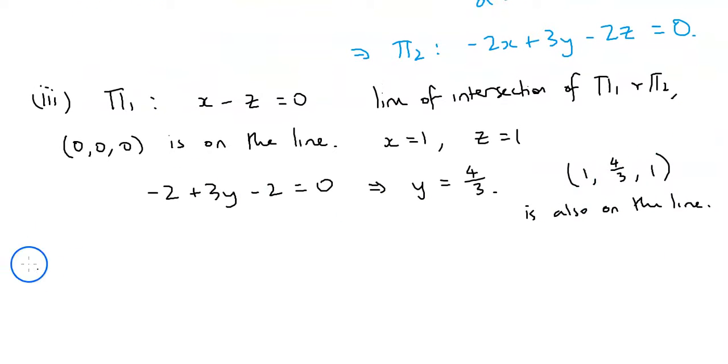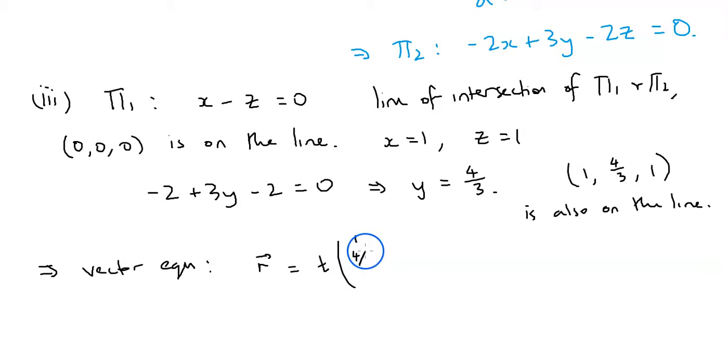And therefore a vector equation of the line: if 0, 0, 0 is on the line and this point is also on the line, then clearly the line just looks like this. r is equal to t times (1, 4 over 3, 1), or t times any multiple of this vector. For example, you can multiply everything by 3, so lambda is equal to t over 3, and write it as (3, 4, 3).